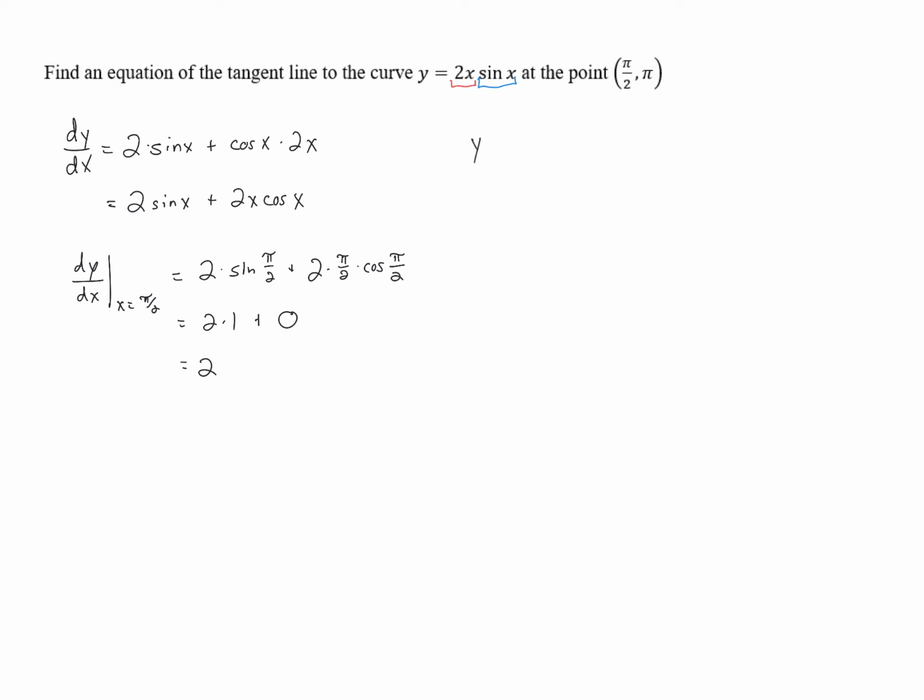So we can use point slope form. y minus y1 equals m times x minus x1. So that gives us y minus pi, it's the y coordinate of the point, equals 2 times x minus the x coordinate, pi halves. When we distribute that 2 on the right-hand side, this gives us 2x minus, and then 2 times pi halves is just pi. And then if we add pi to both sides, that gets rid of those negative pi's, and we're left with y equals 2x, which is our equation.